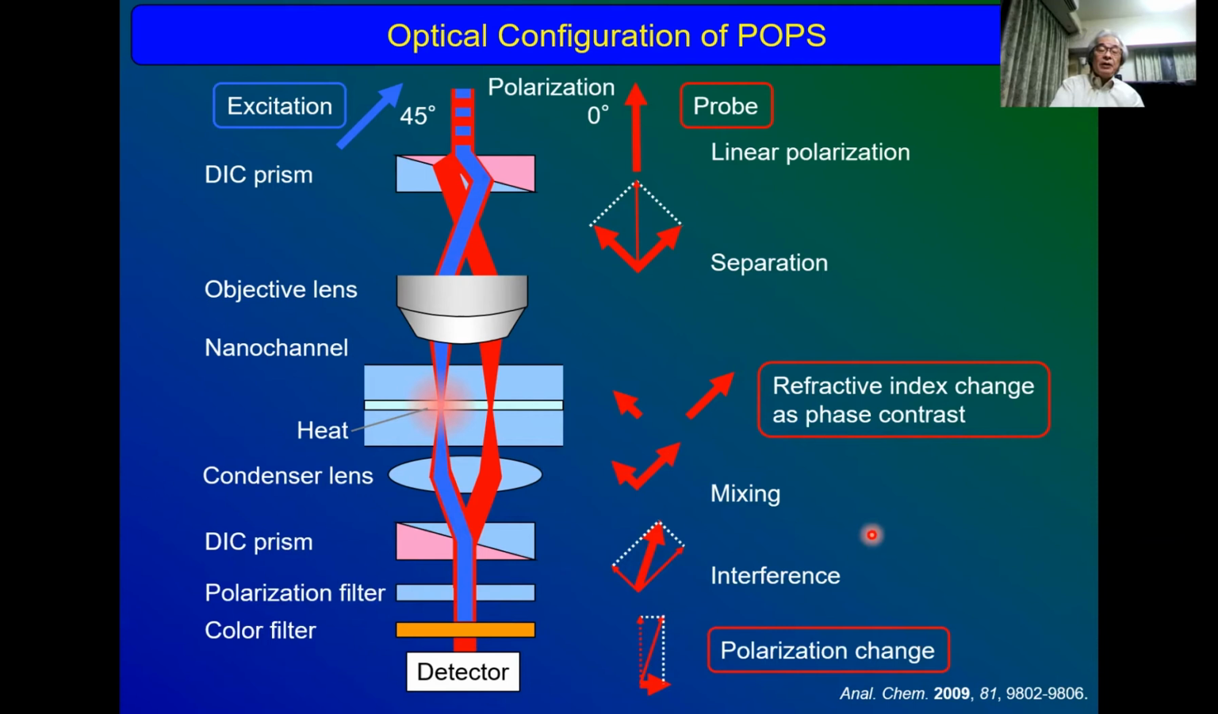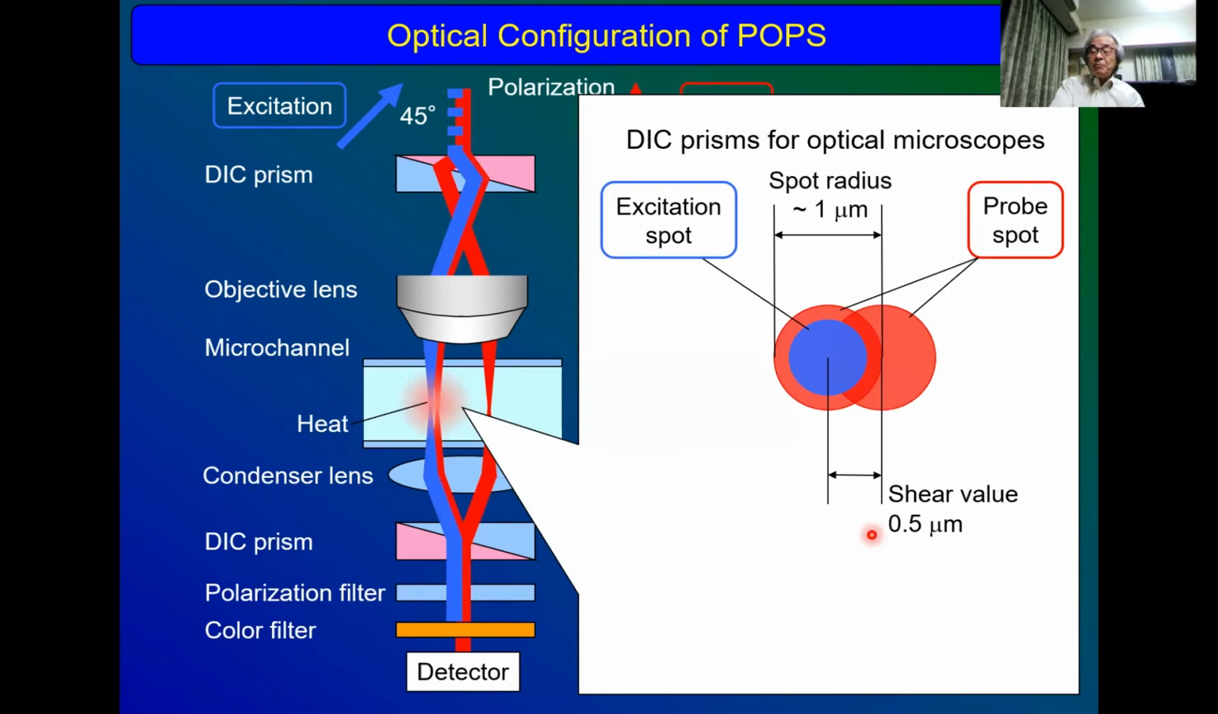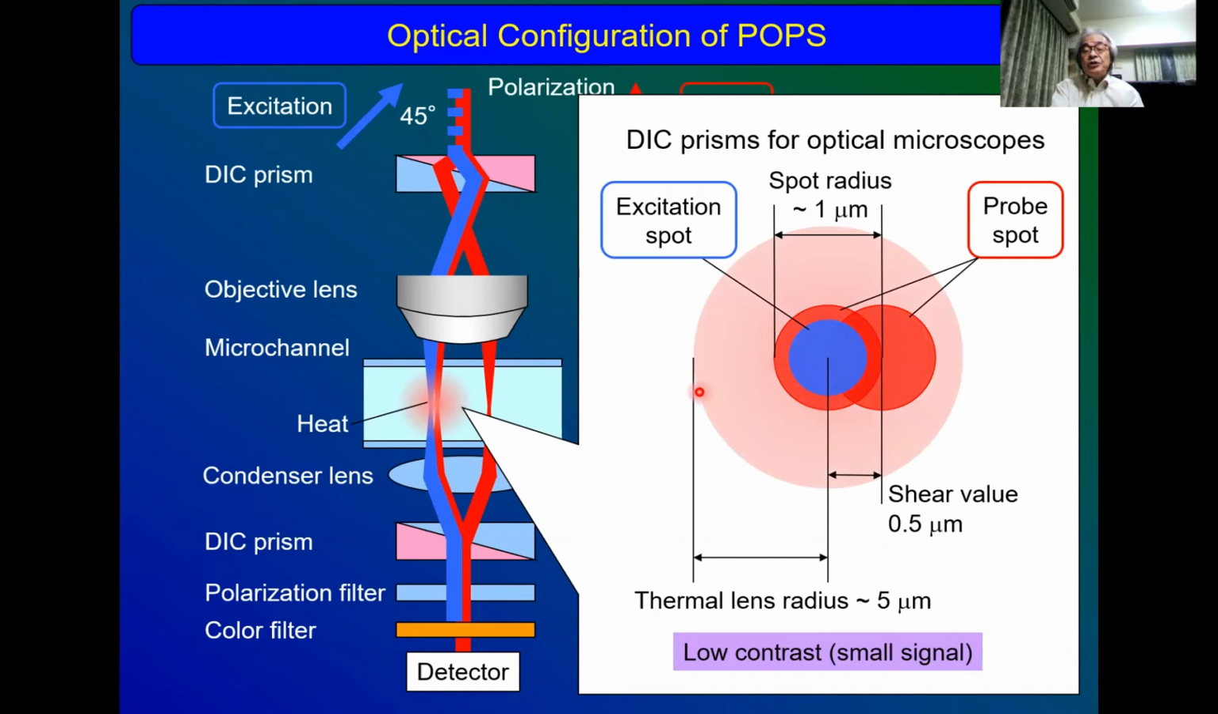The most important point of this principle is the distance between the two probe beams. One probe beam has the same axis as the excitation beam, and the thermal diffusion length covers those two probe beams. In case the thermal effect reaches this side of the probe, the difference of the phase could not appear.